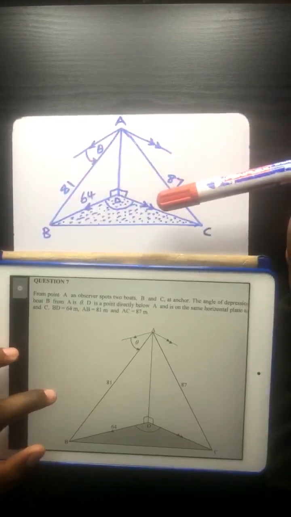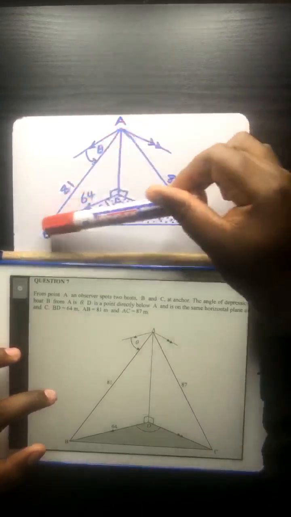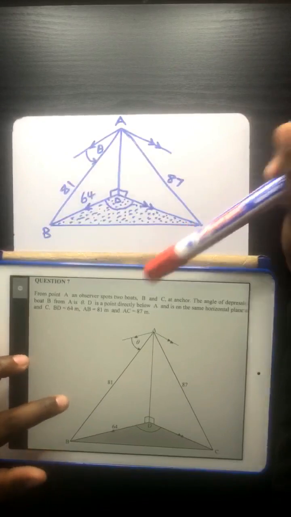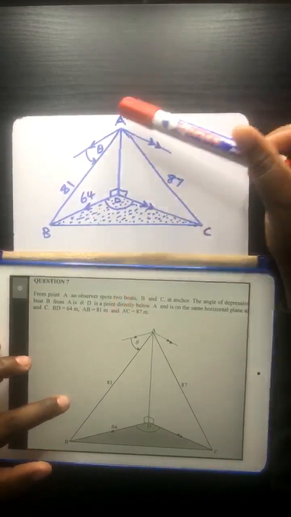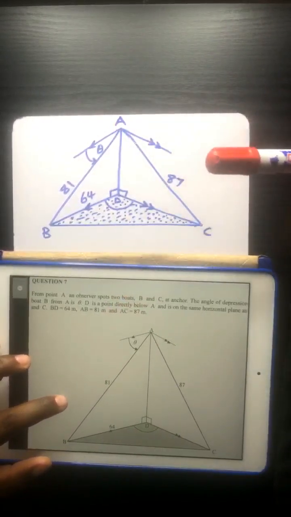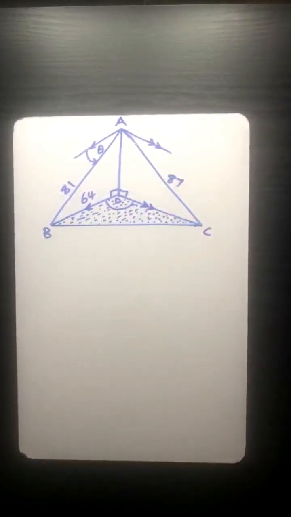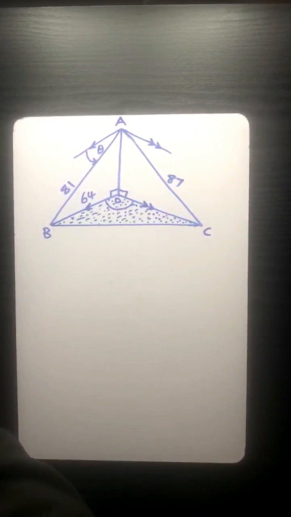Let's see, AB: there's A, there's B. AB is equal to 81 meters. And AC: there's A, there's C. AC is equal to 87 meters. I think now I have a better understanding of what is going on there.